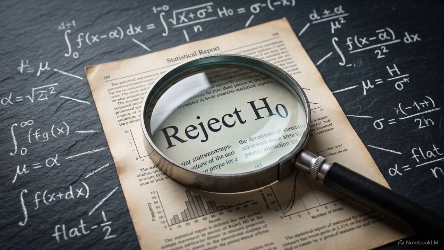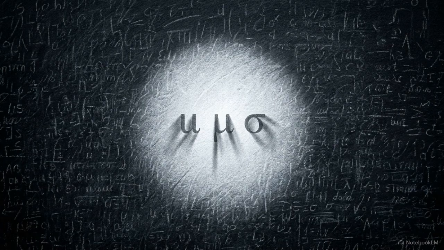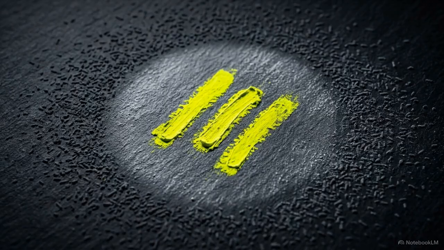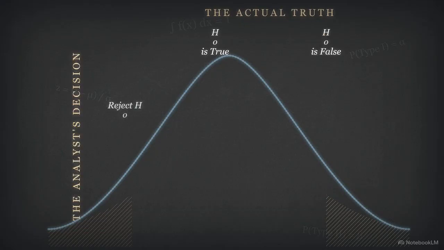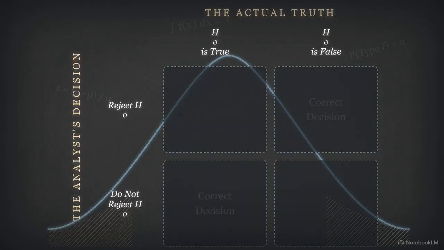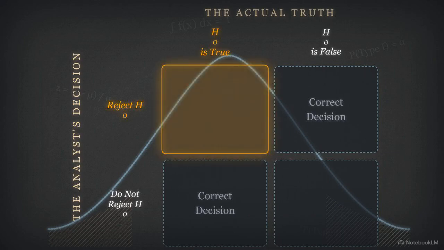Rejecting a null hypothesis provides strong mathematical evidence, but it does not prove the alternative is true with 100% certainty. Because hypothesis testing relies on isolated samples, there is always a quantifiable risk that a sample has randomly misrepresented the broader population. This matrix shows the 4 possible outcomes of any test, contrasting the actual physical truth of the universe against the analyst's mathematical decision. When you reject a null hypothesis that is actually true, you commit a type 1 error. This is a false positive.